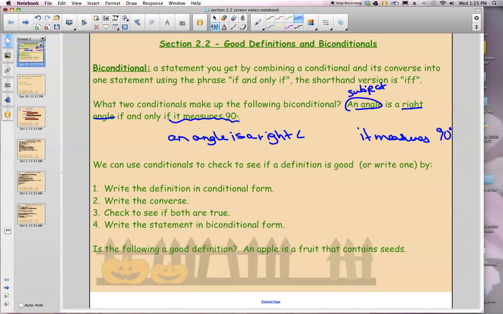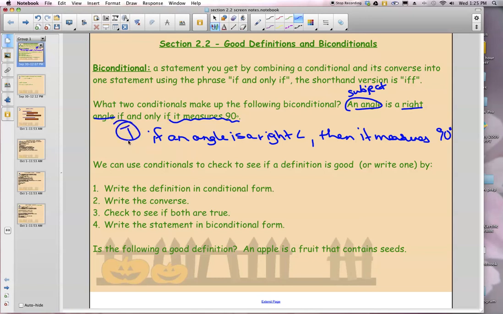90 degrees. If I put an "if" in front of the first part and a "then" in front of the other part, it makes a conditional statement. If an angle is a right angle, then it measures 90 degrees. What's the truth value of that statement? Well, if it's a right angle, then it does measure 90 degrees, so it's true.